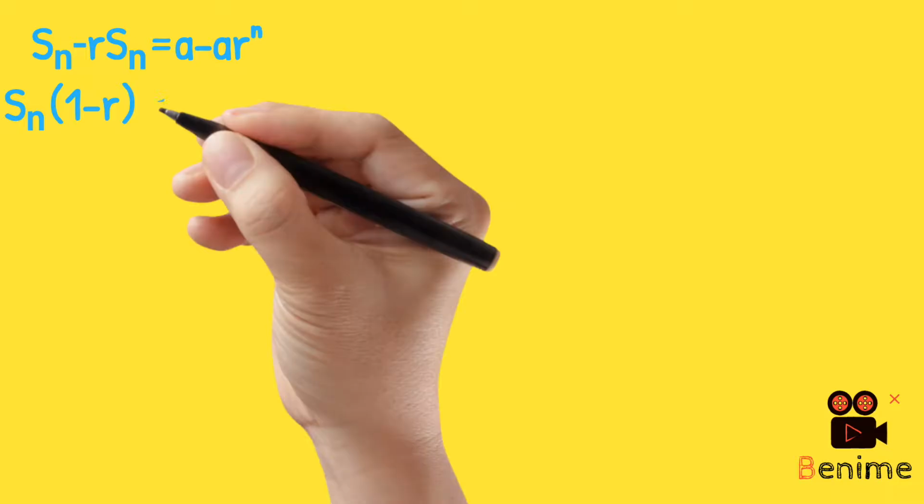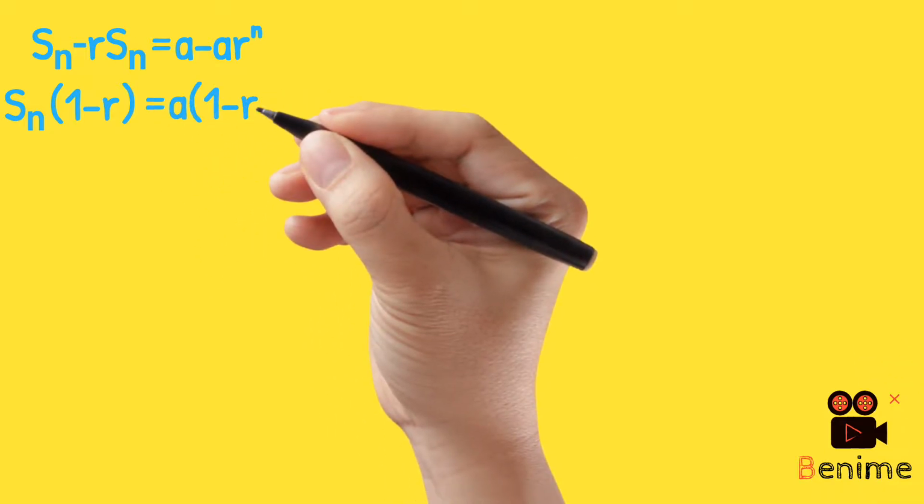So you have Sn open bracket 1 minus r close bracket is equal to, I'm factorizing a out from this side, a open bracket 1 minus r raised to the power of n. I got 1 because when you bring out a from a, 1 will be left. I got r raised to the power of n because when you bring out a from ar raised to the power of n, r raised to the power of n will be left. So what we have there is Sn open bracket 1 minus r close bracket is equal to a open bracket 1 minus r raised to the power of n close bracket.